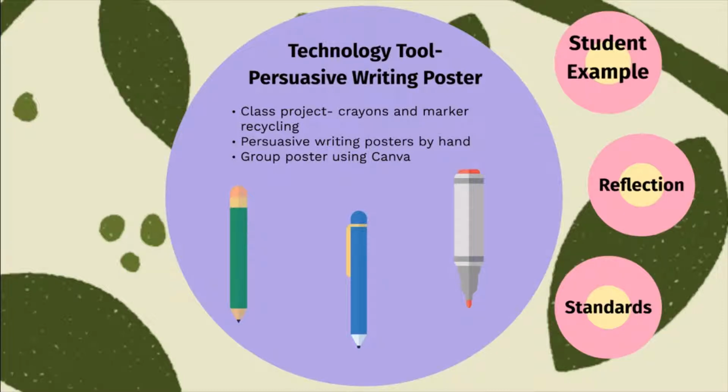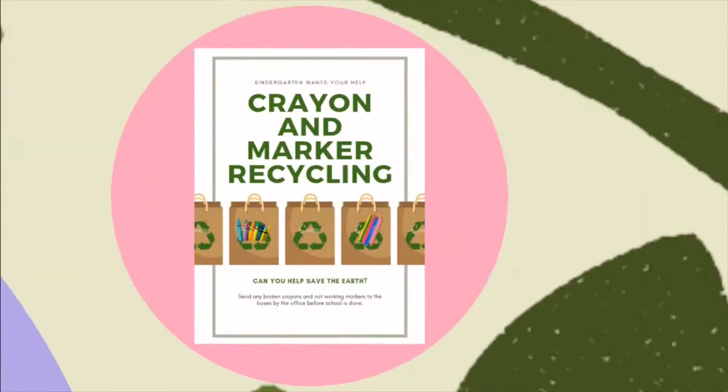So let me show you one of the student examples. They actually took ideas from each of them, and I helped this group find the template. It already had the little recycling bags on the bottom, and they said, we want to put a picture of crayons and markers on top of the bags. So I helped them find pictures of that. And then the kids actually typed in over the prompts that were in there.